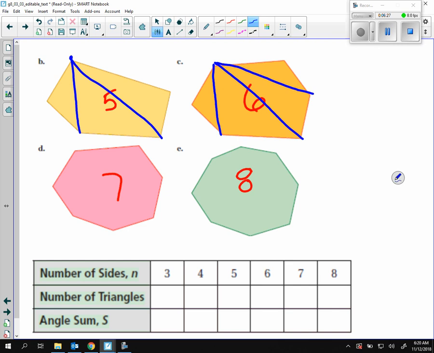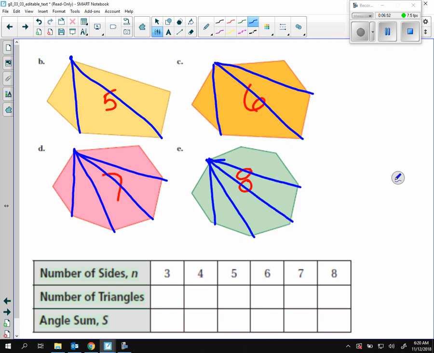Potentially seeing a pattern here. So pentagon divides into 3 triangles. Hexagon divides into 4 triangles. 1, 2, 3, 4. So let's try with the heptagon and octagon. All right, so that pattern seems to be continuing. For the heptagon, we have 1, 2, 3, 4, 5. For the octagon, we have 1, 2, 3, 4, 5, 6.